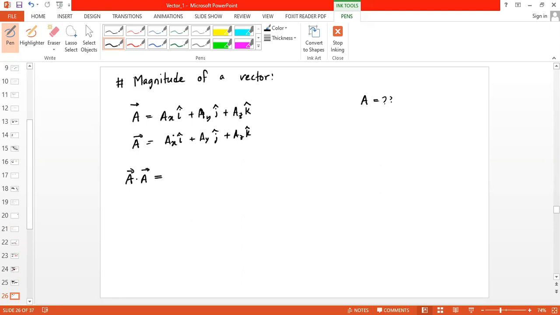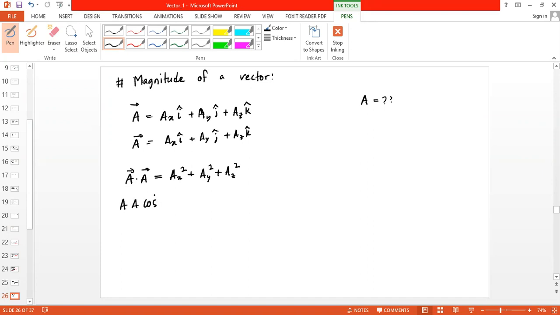So A dot A will actually be equal to, I have to multiply the x components, ax times ax, that is ax square, plus ay square plus az square. So A dot A means ax square plus ay square plus az square. And A dot A means what? I know that A dot A means magnitude of A times magnitude of A times cosine of the angle between them.